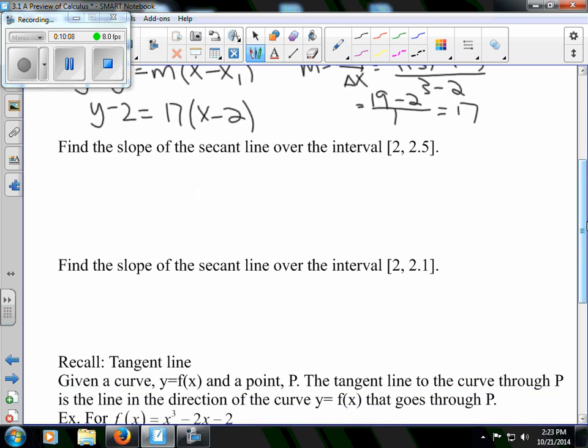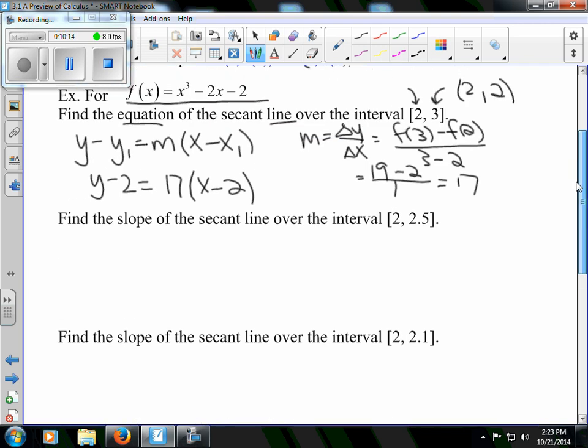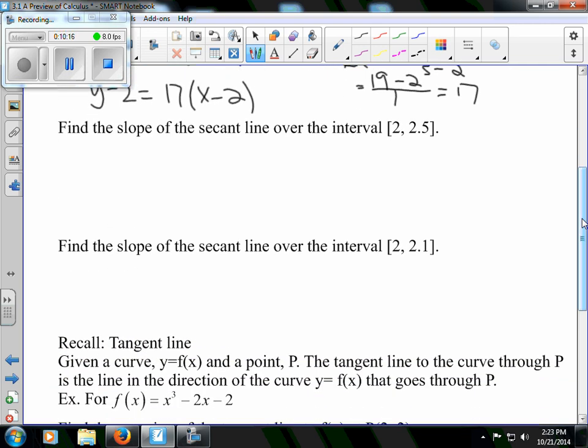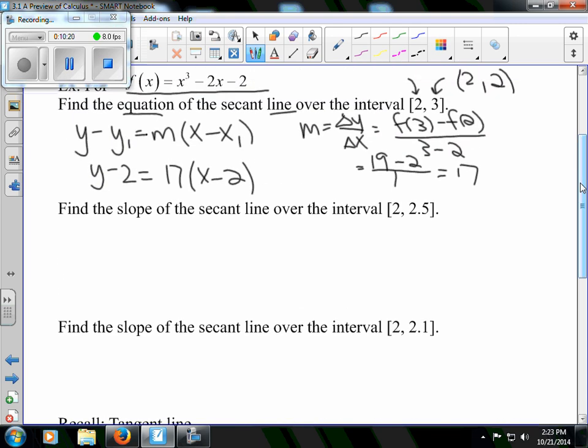We're going to now find the slope of the secant line over the interval 2 to 2.5. So it's like the slope that I did here. However, it's a shorter interval. Instead of going from 2 to 3, I'm going from 2 to 2.5.